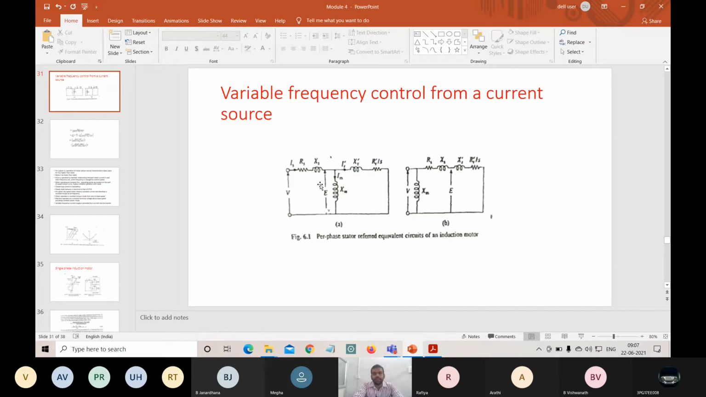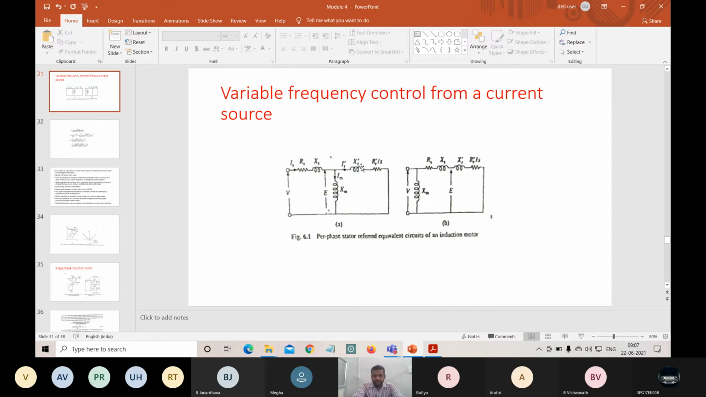So I just apply Ohm's law. What is Ohm's law? I is equal to V by R. See here, what is V? We are using a current source here. So the V is nothing but the current into resistance. That is our V.